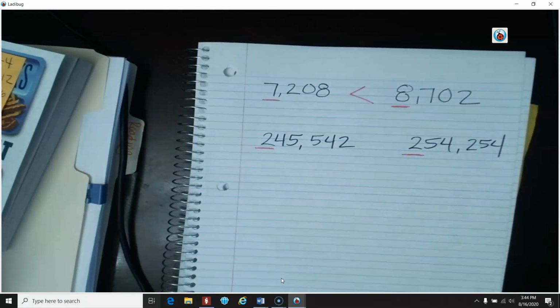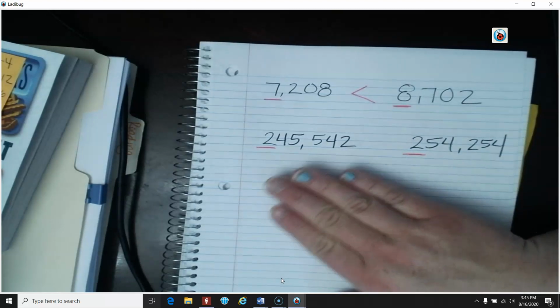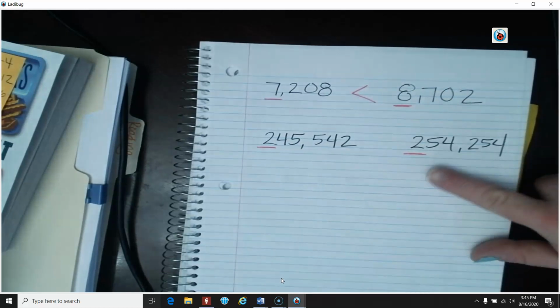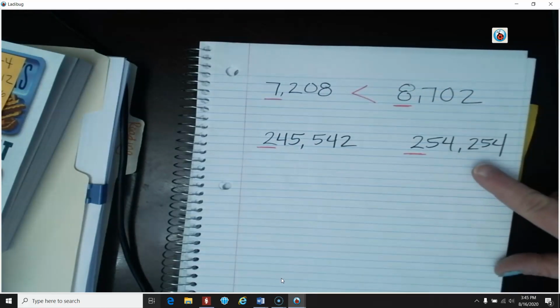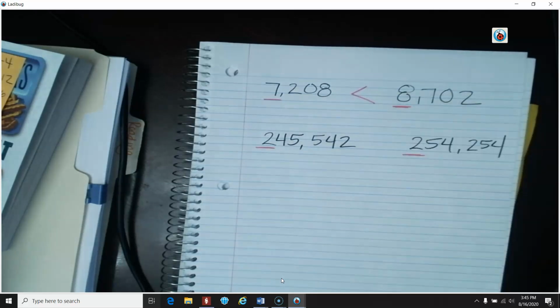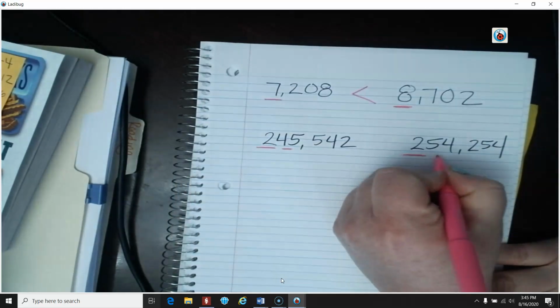So the 2's are the same. So I cannot yet tell if this first number, oh, I think I skipped reading the number to you. 245,542 and 254,254. So just by comparing the digit in the 100,000s place, I cannot yet tell which of these is a bigger number. So I have to go to the next place, which is the 10,000s, okay?